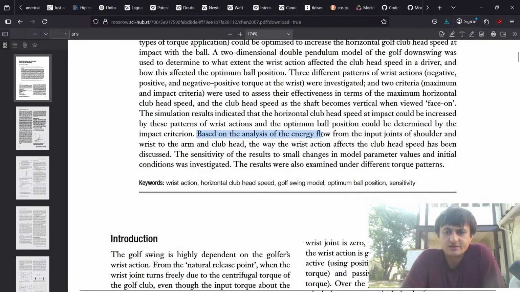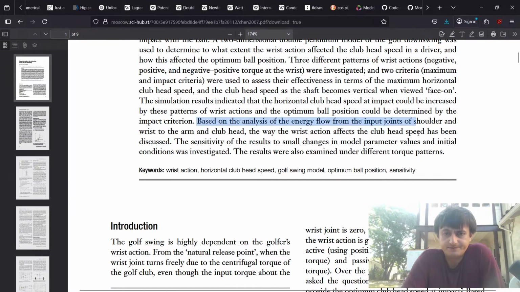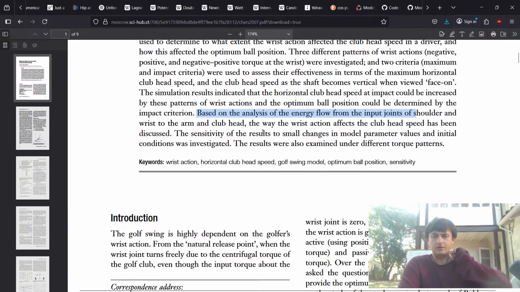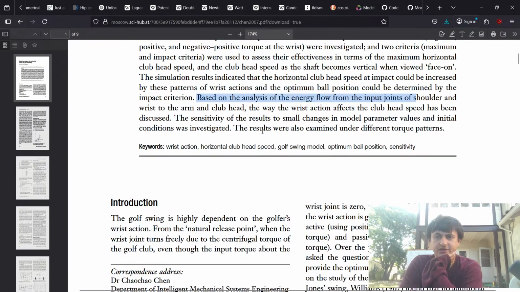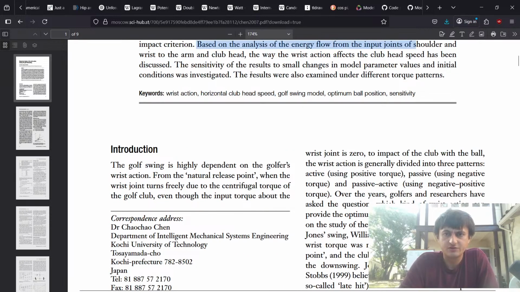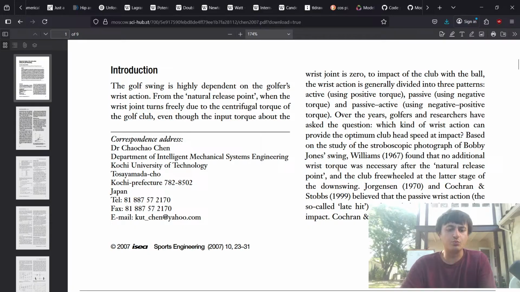Based on the analysis of the energy flow from input joints of shoulder and wrist, and the way the wrist action affects the club head has been discussed, the sensitivity of the results to small changes in model parameter values were investigated. The results were also examined under different torque patterns. All right, so I should probably read one paper about this just so I have some context.